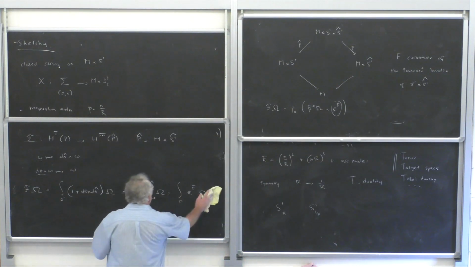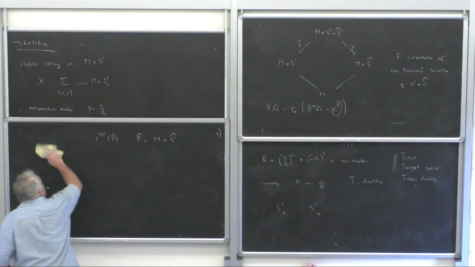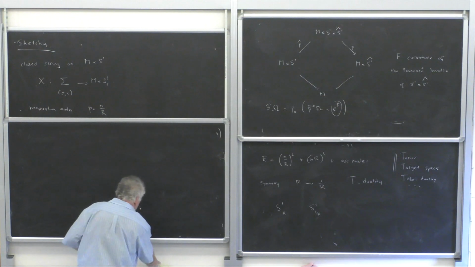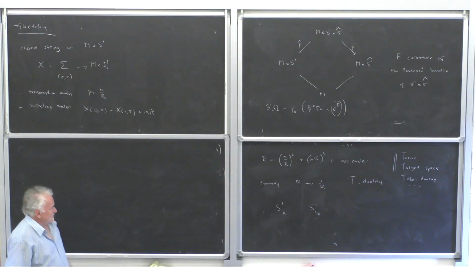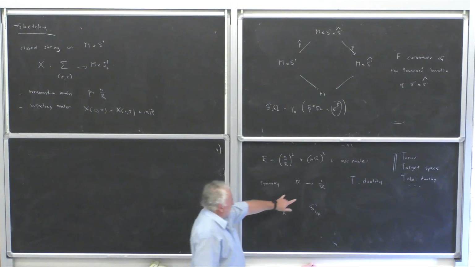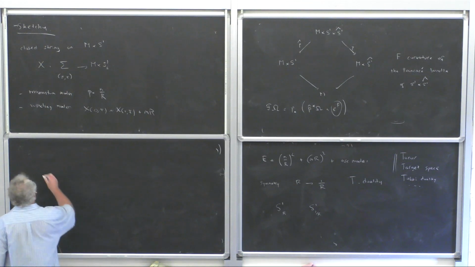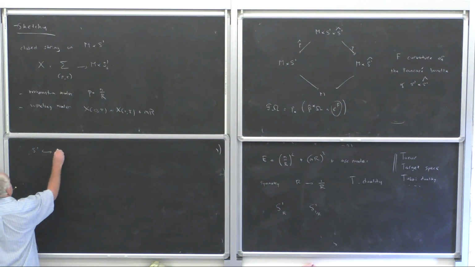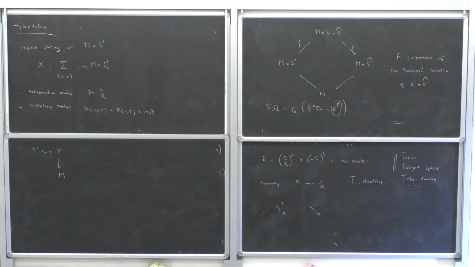Now, this is for a trivial circle, M cross S1, but it turns out you can, I mean, these dualities really act locally, so you should be able to generalize it to principal circle bundles. Principal S1 bundles where it's locally M cross S1, but not globally.